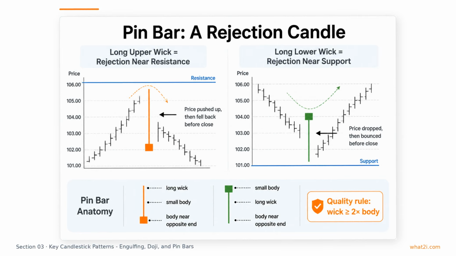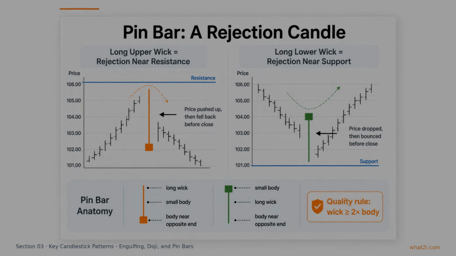The longer and cleaner the rejection wick, the more meaningful the pattern tends to be. Many traders like to see a wick that is at least about twice the size of the body. At its heart, a pin bar tells you that one side tried to take control and failed.